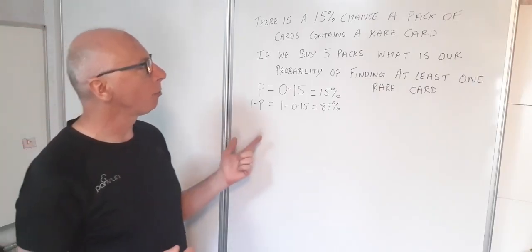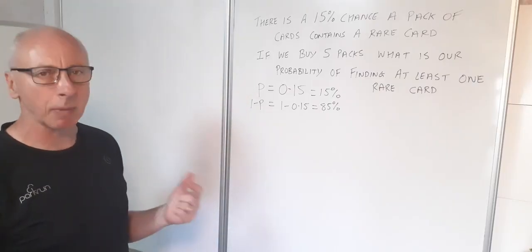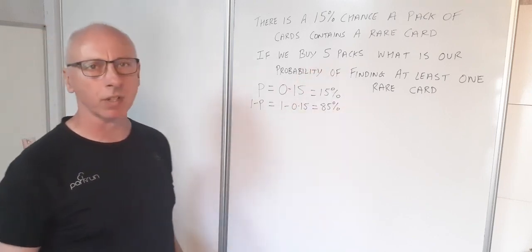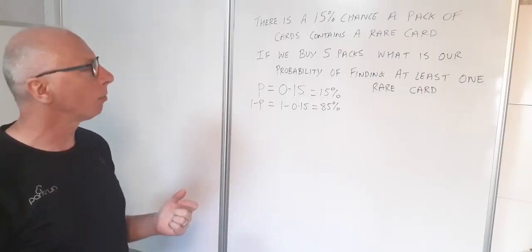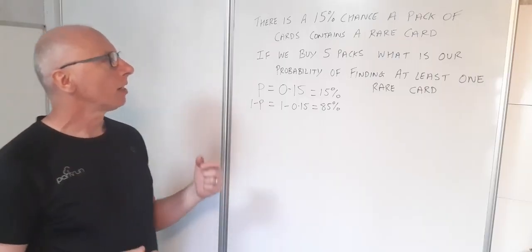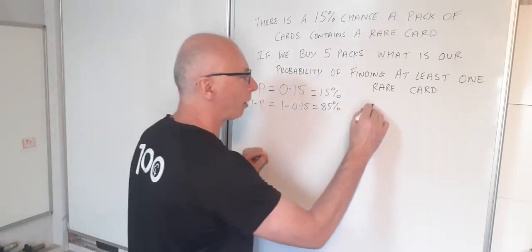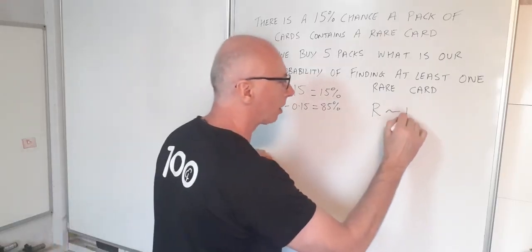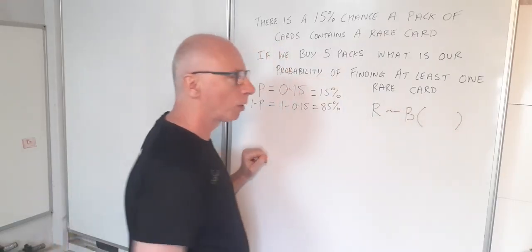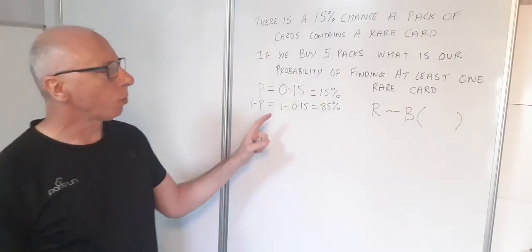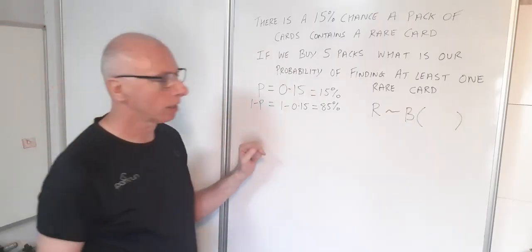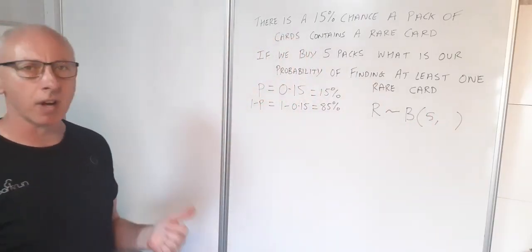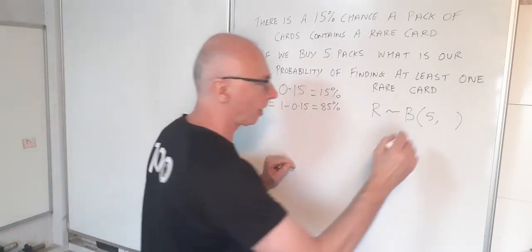Now the chance of picking a rare card is consistent, and each pack of cards is independent of the next. And we've got a set number of packs of cards we're going to buy. So this we can model with the binomial distribution. So if we put R as our random variable, that we find a particular card, then R would be distributed binomially. So we have a B, and then in brackets we put 2 parameters. The first one is the number of packs we're going to buy, so that would be 5. The second one would be the probability of actually finding the rare card, which is 0.15.